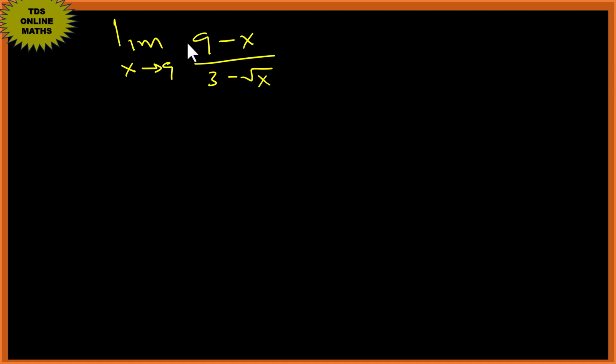Now the only way to reduce this one is to rationalize this. So I'll pick the conjugate of the denominator here as 3 plus root x, plus root x.